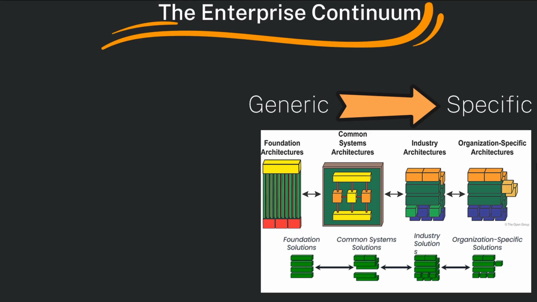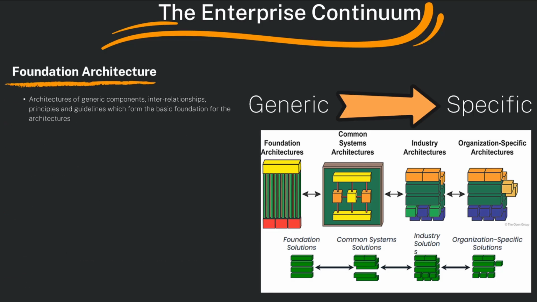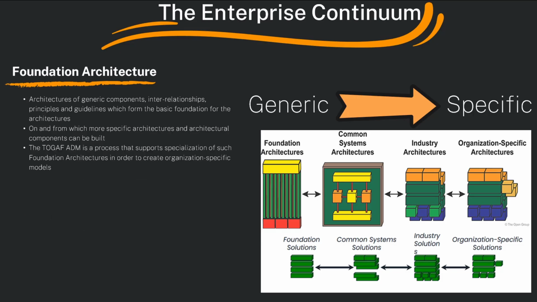Let's explain it once again in a fresh manner. Foundation architecture: architectures of generic components, their relationships, principles, and guidelines, which form the basic foundation for the architectures on and from which more specific architectures and architecture components can be built. The TOGAF ADM is a process that supports specialization of such foundation architectures in order to create organization-specific models. The TOGAF Technical Reference Model describes a fundamental architecture upon which more specific architecture can be based.